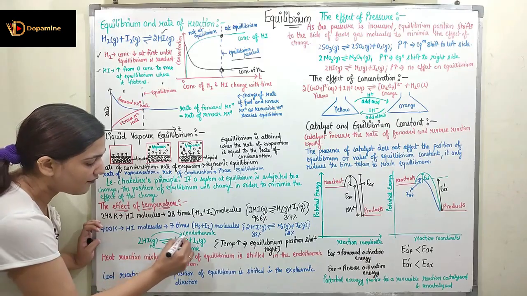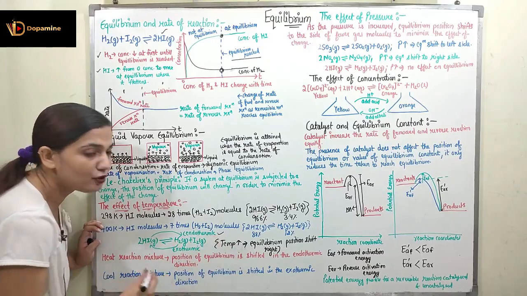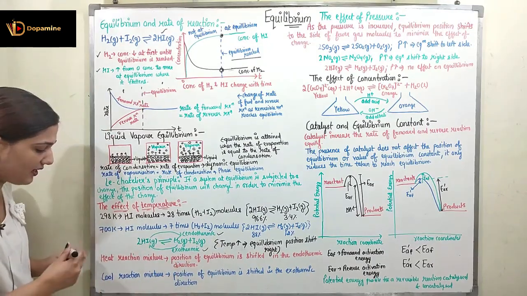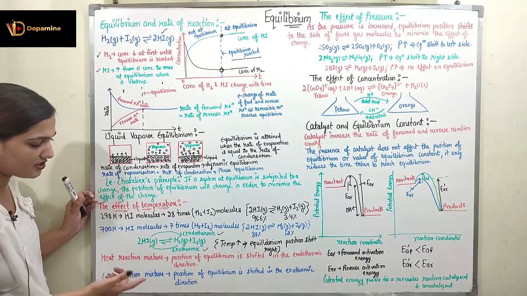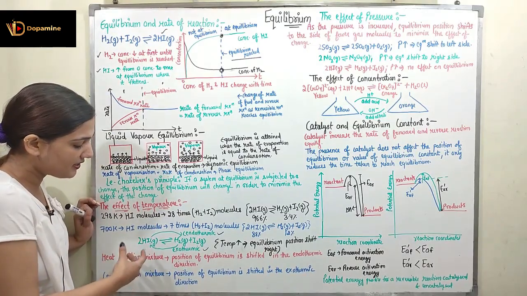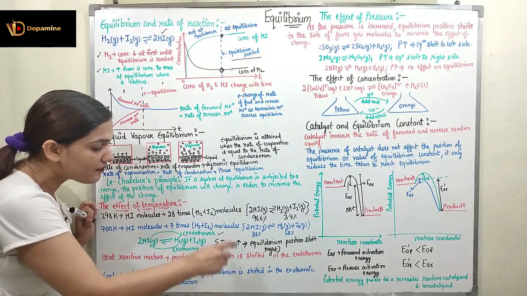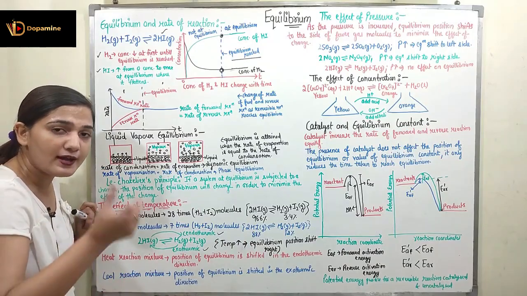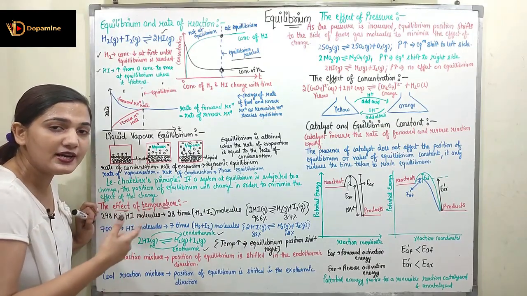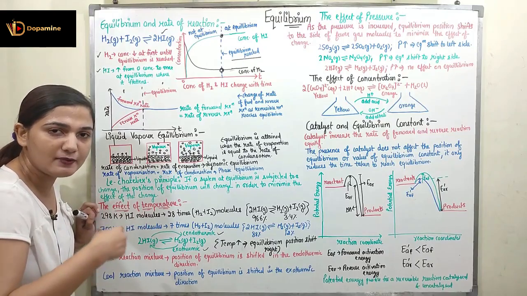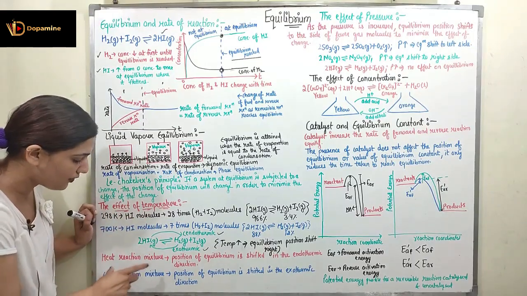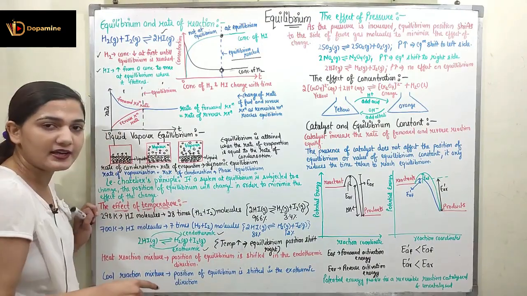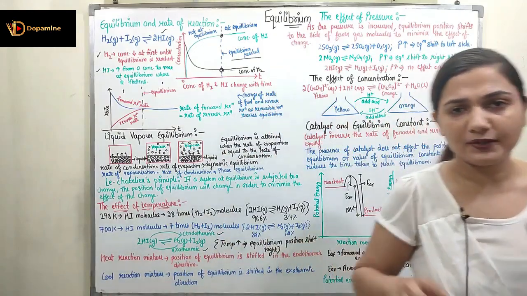Now here, if I have to move in this direction, it should be an endothermic reaction. If I have to move in the reverse direction, it should be an exothermic reaction, right? So now coming to the heat reaction mixture. What is the heat reaction mixture? In the heat reaction mixture, the position of equilibrium is shifted in the endothermic direction. So whatever the endothermic direction is, if you heat it, the position of equilibrium will be shifting in that direction. Coming to the cool reaction mixture, the position of equilibrium is shifted in the exothermic direction for the cool reaction mixture, right?